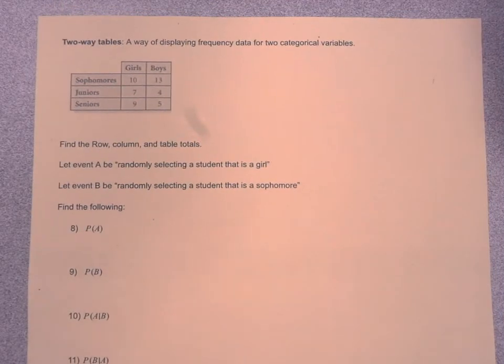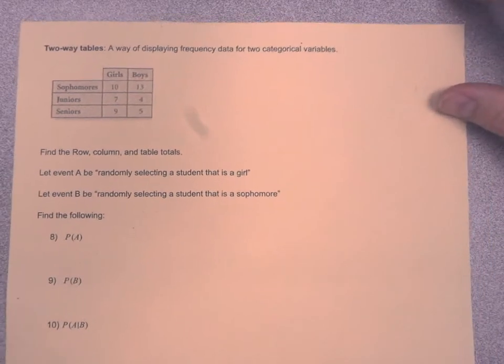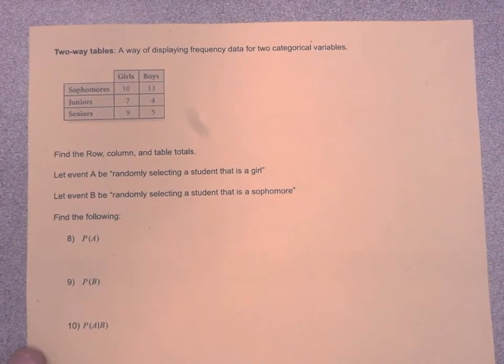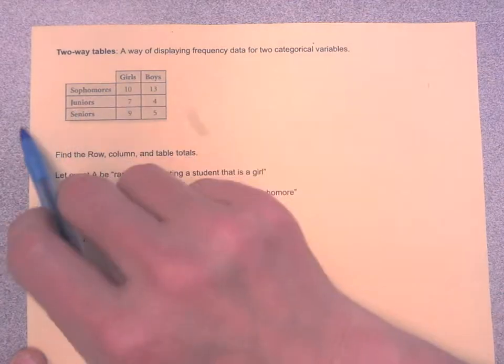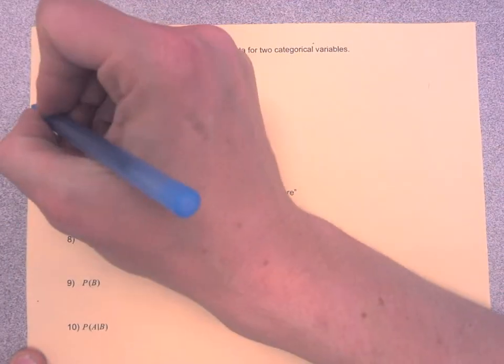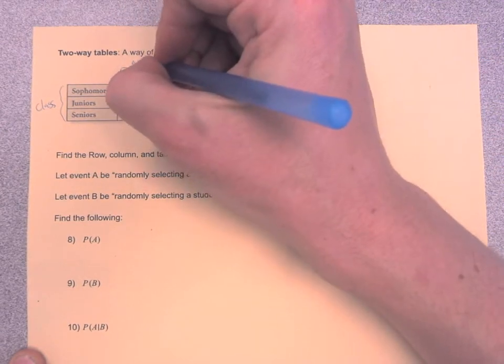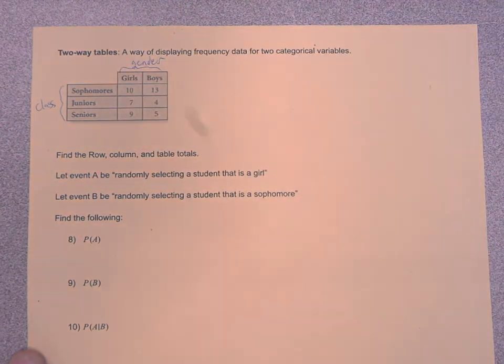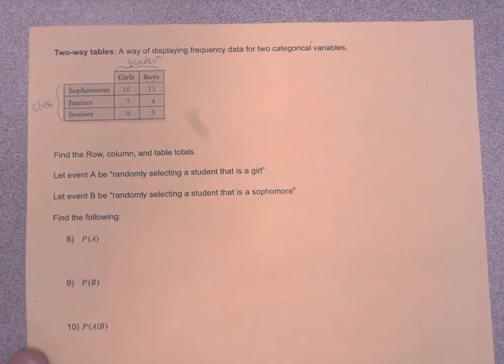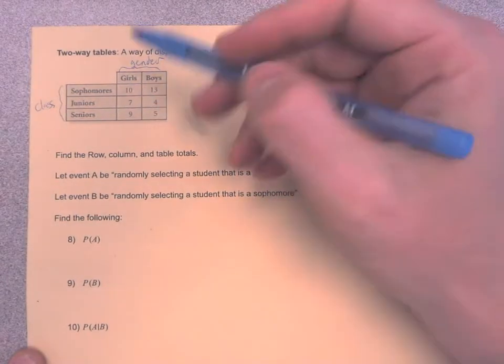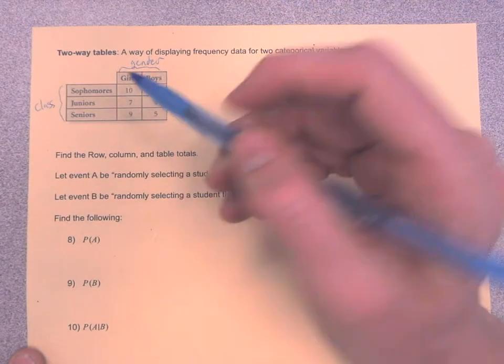All right, last idea here, which also concerns conditional probabilities. This is called a two-way table, and it's a way of displaying data. Over here we have a category, which would be like class, and over here we have a category which is gender. And then there are these things called frequencies. Frequencies are just counts.